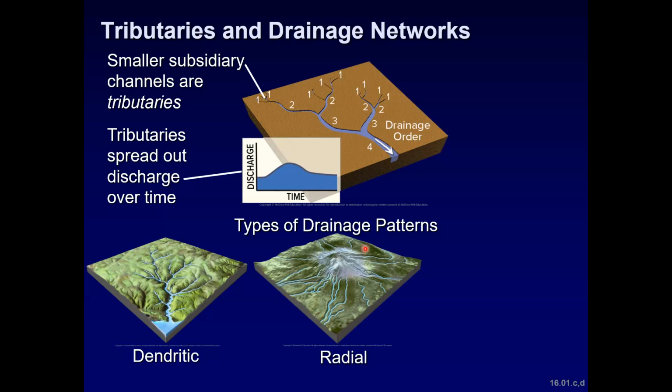You can also have radial drainages, and those flow outward in all directions, like off a circular mountain or dome shape.